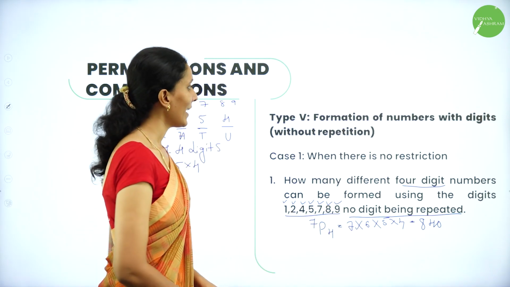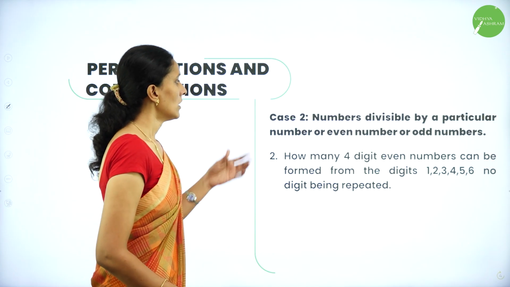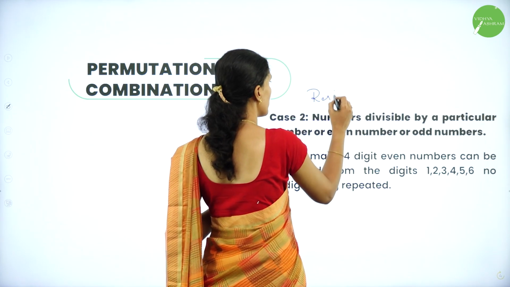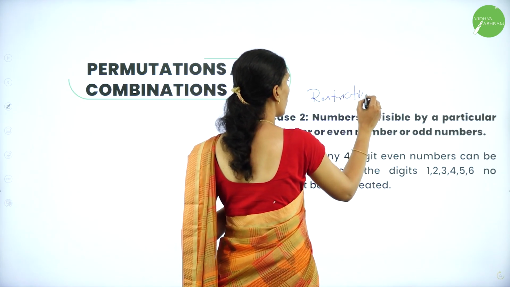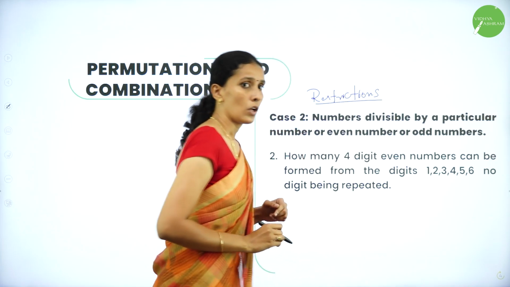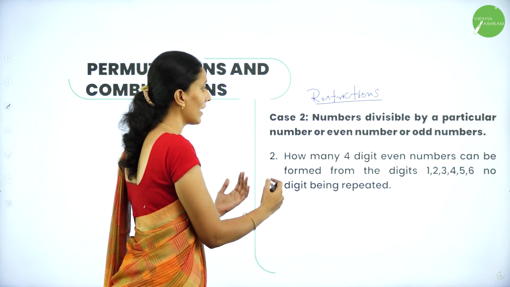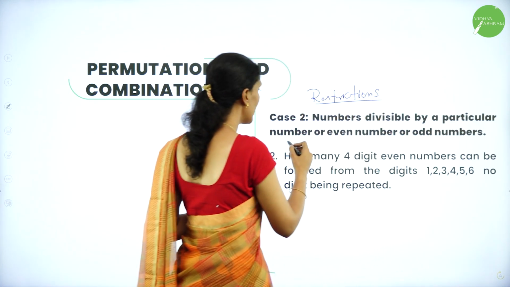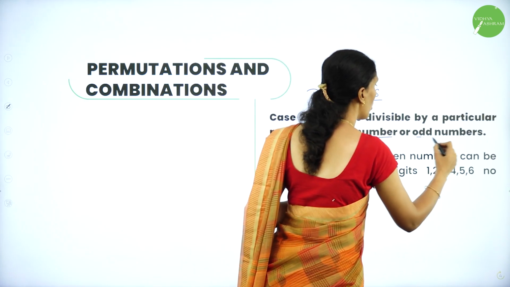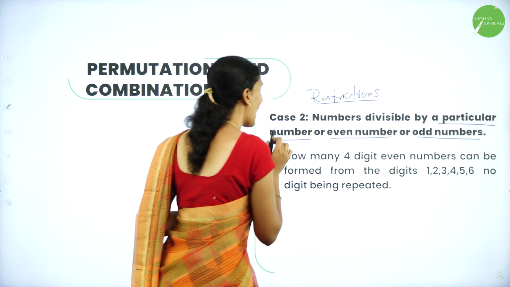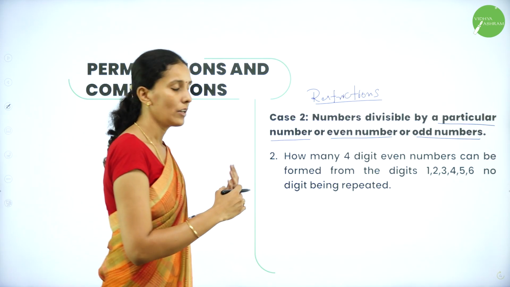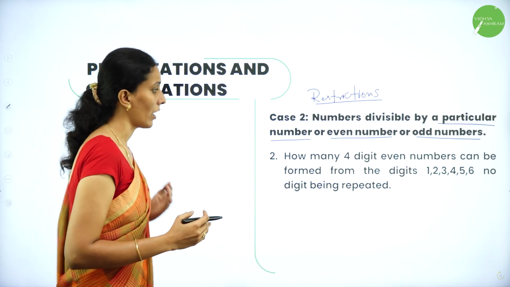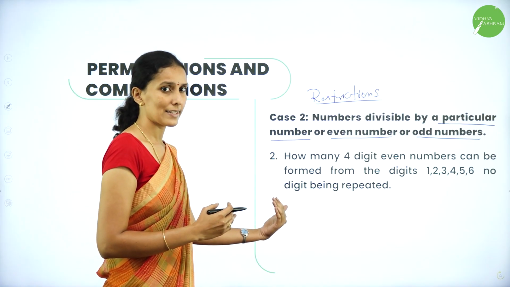Okay, so let me take the next question. So case 2. So here we come across restrictions. So what do you mean by restrictions? So let me take an example in case 2 now. Numbers divisible by a particular number, or even number or odd number. Okay, so we have divided into case 1, case 2, case 3 so that you can easily understand it. Now we are coming across the restrictions. Let me take an example again now.